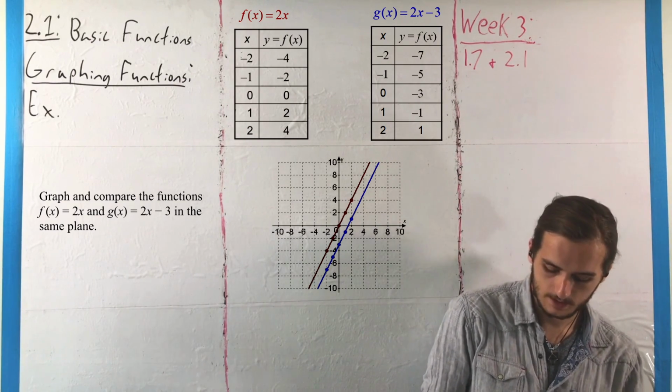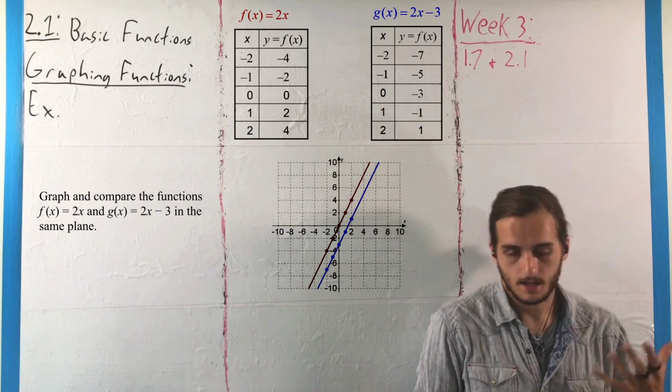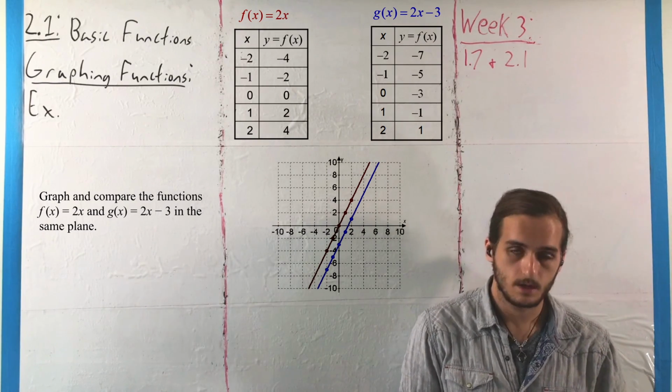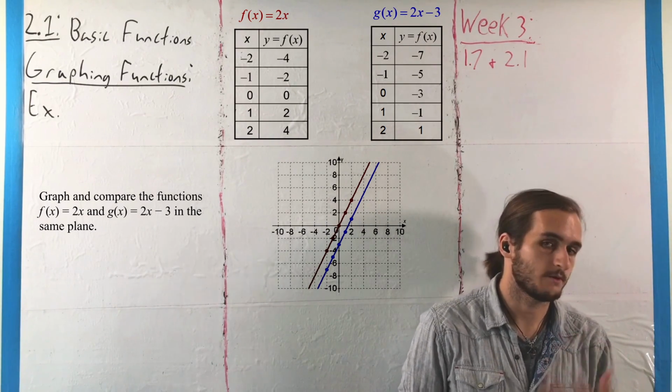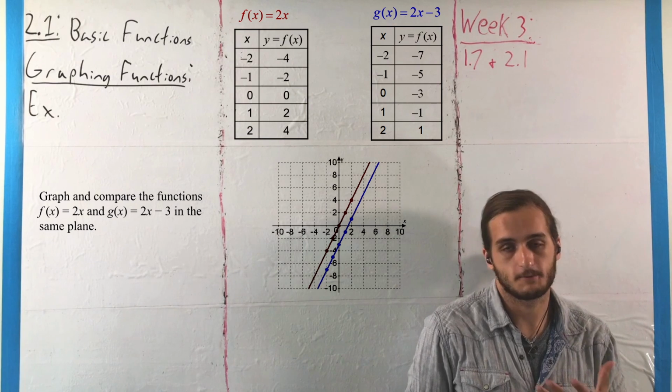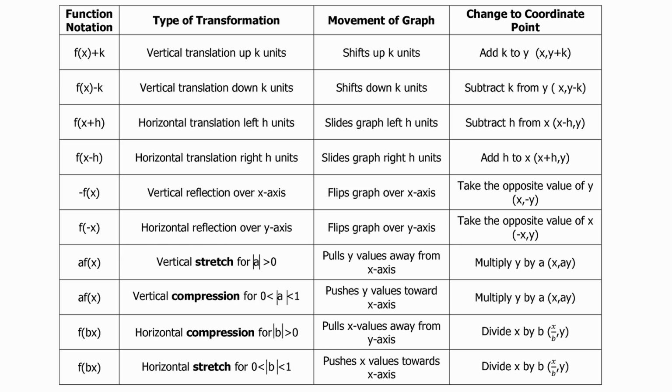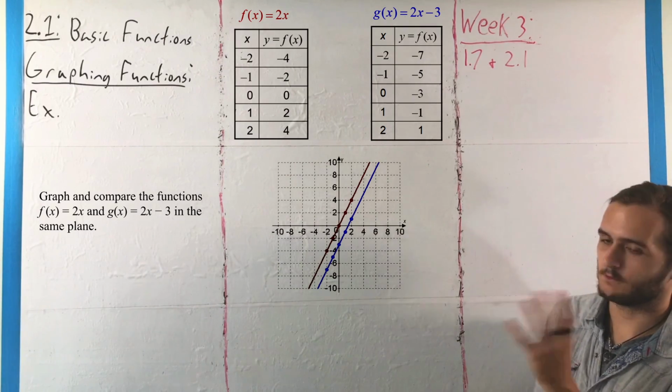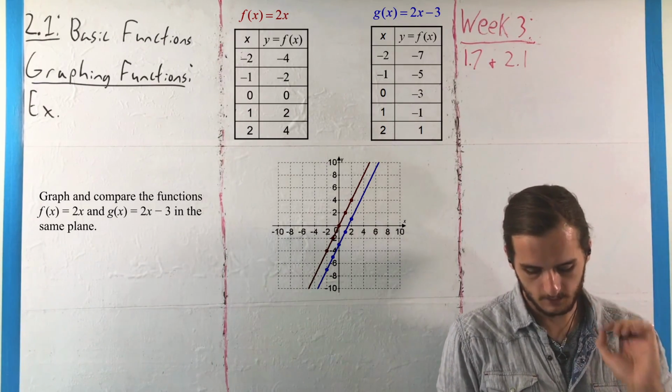They're very similar functions, except that g is shifted 3 units down. When we get to this in later sections, we'll define that shift as, in particular, a transformation, where there are some nice patterns that happen with specific kinds of changes.